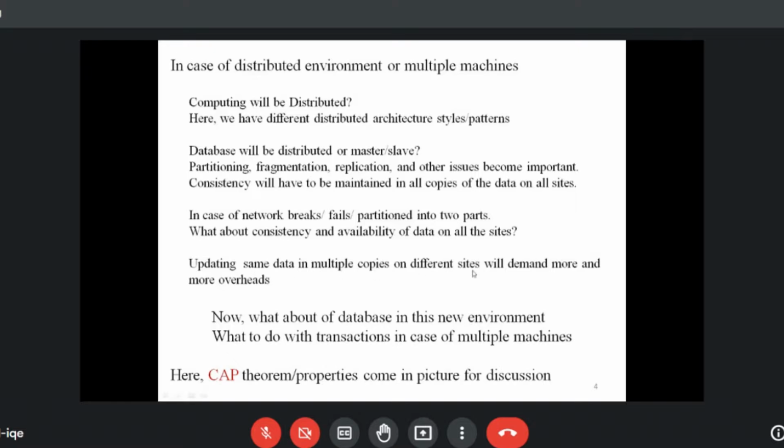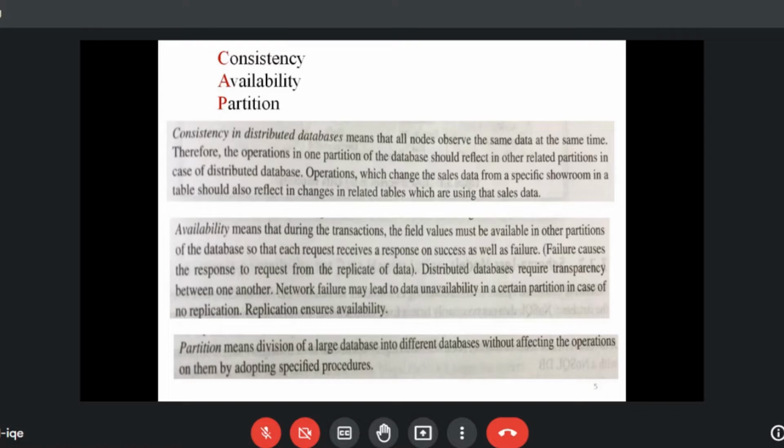Updating the same data in multiple copies on different sites will demand more and more overheads. Overhead means extra work. So this is a big problem. Now, what about the database in this new environment, and what to do with transactions in case of multiple machines? So here the CAP theorem or properties come into the picture for discussion. Otherwise, everything can be done and there is no need of any such kind of new theorem or properties.